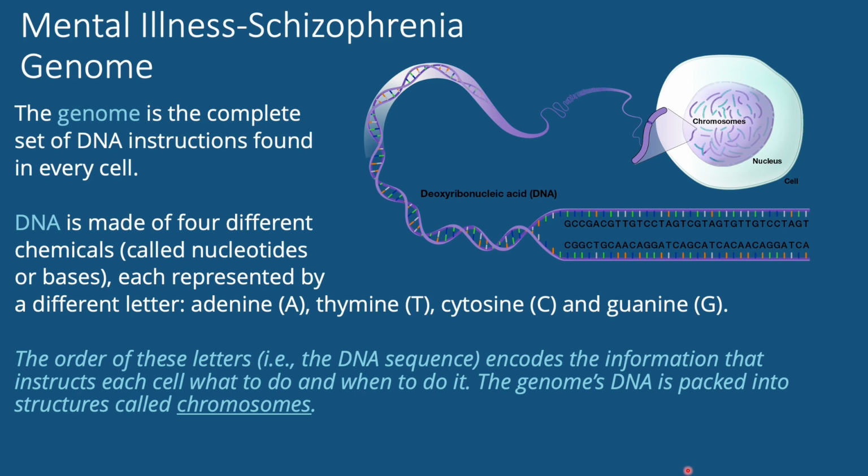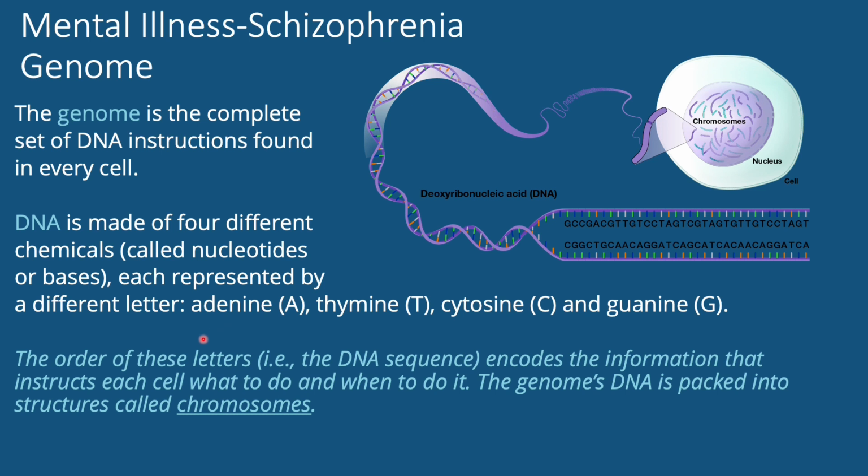Let's look at the genome. What is the genome? The genome is the complete set of DNA instructions that are found in every cell. As you can see here in the cartoon, this is a simplified representation of a cell. Inside the cell, you can see the nucleus. Inside the nucleus are those chromosomes we were just looking at. The DNA is made of 4 different chemicals. These are called nucleotides or bases. Here they are in detail.